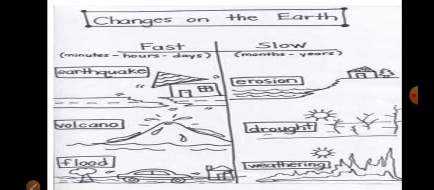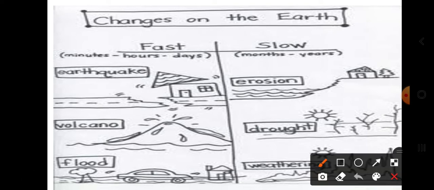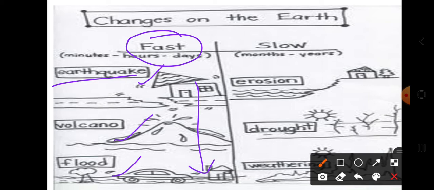Here are some changes that were given to you. An earthquake, when it starts occurring, within some hours will completely damage or destruct the area. So it's a very fast change. The same with volcanic eruptions and floods. These changes occur within a fraction of hours and lead to complete destruction or damage of that area. So all these come under fast changes.